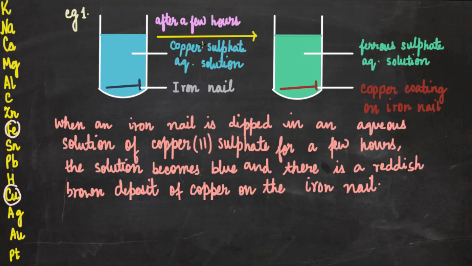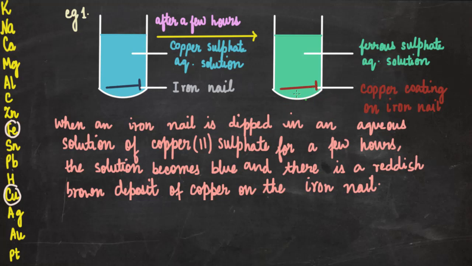After a few hours, when I go back to the lab, I see that the color of the solution has changed. It has now become pale green in color. And there is a reddish brown deposit on the iron nail. Upon further investigation, I found out that this green colored solution is ferrous sulfate. And this iron nail has become reddish brown because there is a coating of copper on it.